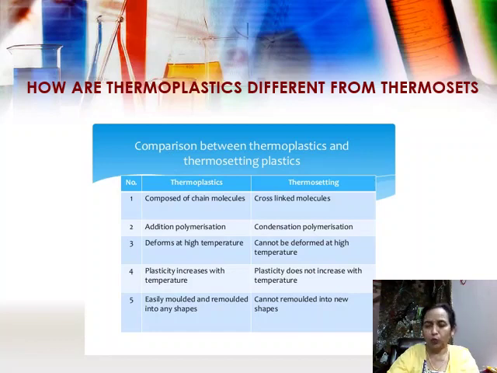This is a very important question. You should know how you can differentiate thermoplastics from thermosets. Now the first difference is, these thermoplastics are composed of chain molecules, whereas thermosets are composed of cross-linked molecules. Thermoplastics are made by addition polymerization, whereas thermosets are made by condensation polymerization.